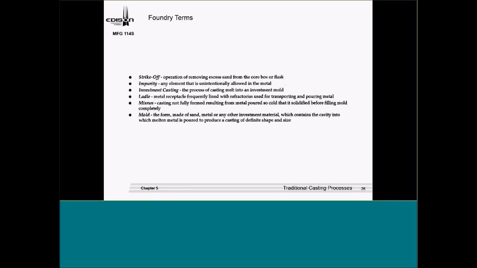Again, the ladle. And a misrun is when the casting is not fully formed, resulting from the metal being poured so cold that it solidified before filling the mold completely. And generally how we notice that is they don't have the runner wide enough or deep enough, so when they pour the casting itself, it starts to solidify and we do not see metal coming up through the riser. And when we have that, we know we've got a misrun.